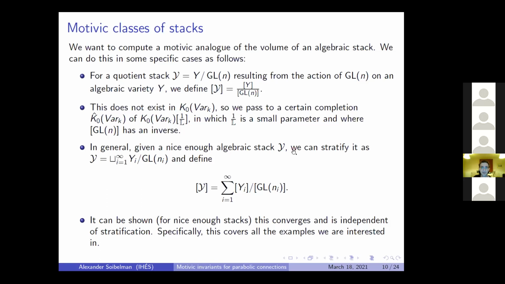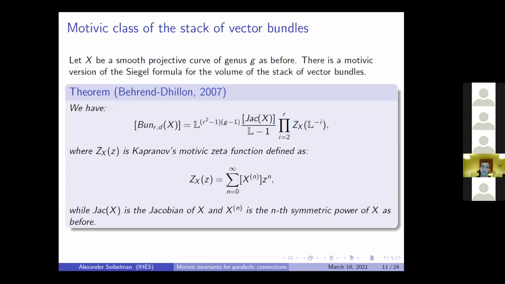So just to look at one example before I start talking about Higgs bundles, and that is this Motivic version of the Siegel formula, which is due to Behrend and Dillon. Essentially it looks very similar. I'm interested in the Motivic class of the moduli stack of vector bundles on a curve. You can get more or less an equivalent formula to the Siegel formula just by replacing all the q's with L's, replacing the number of points in the Jacobian by its Motivic class, and replacing the Hasse-Weil zeta function with the Kapranov Motivic zeta function, which, as you can see, is defined in terms of the Motivic class of the nth symmetric power of the curve X. Everything else ends up working out, and you end up with more or less the same formula.